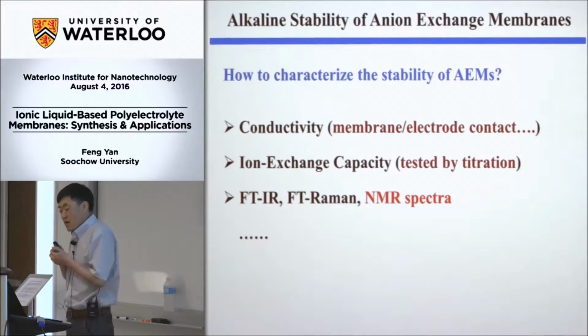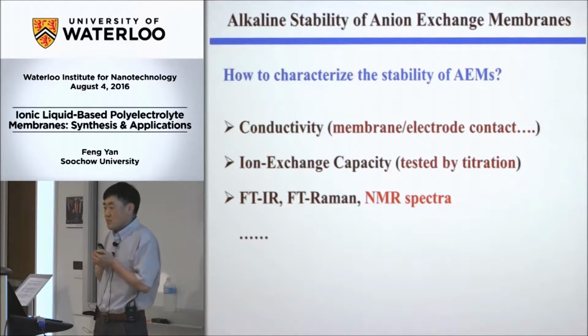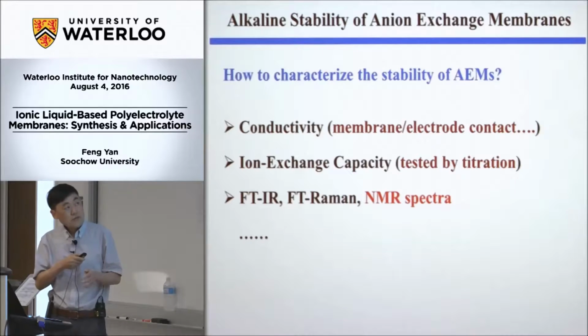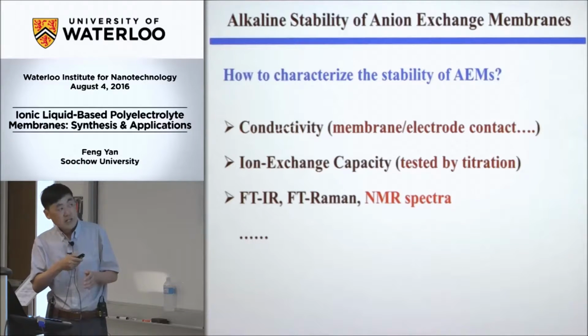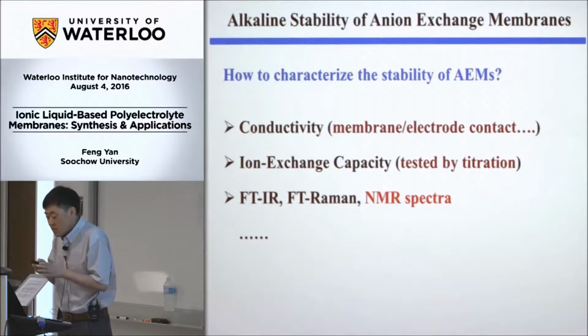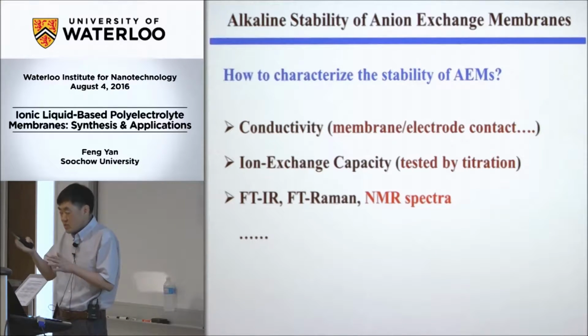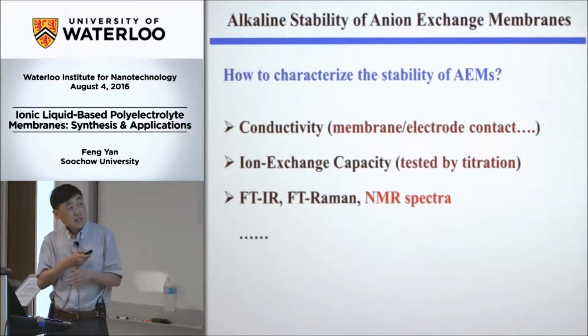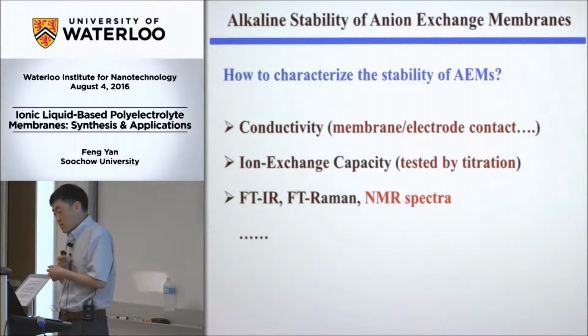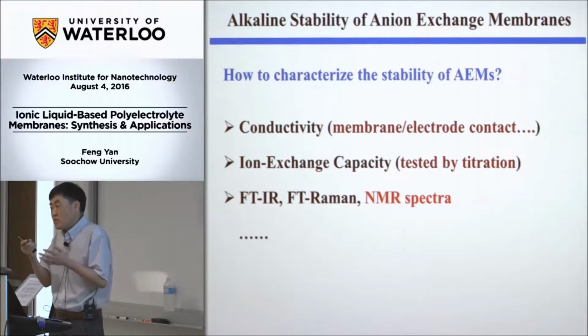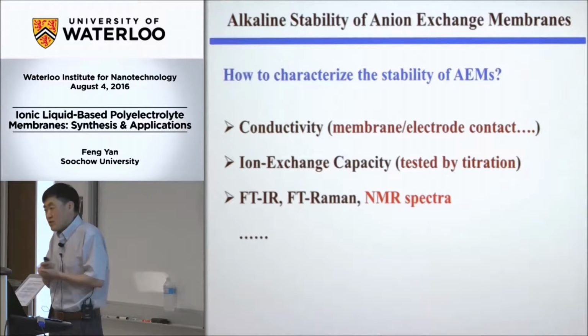So how do we characterize the stability of anion exchange membranes? In most cases, people just characterize the conductivity of the membrane. But the interface between the membrane and the electrode conductor will affect your results, so it's not so reliable. Another method is to characterize the ion exchange capacity, but it is tested by titration, just observed by your eyes, so this result is also not so reliable.